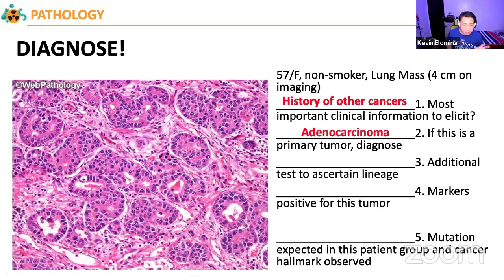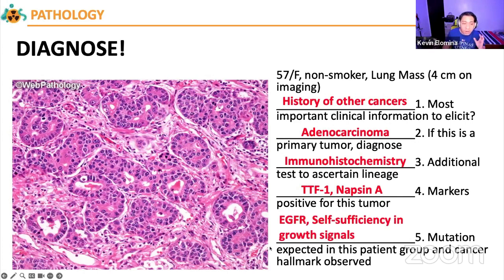Now, what are additional tests that we have to request for to ascertain the lineage of this tumor? You do your IHC kasi nga syempre adenocarcinoma yan. Malay mo ba kung adenocarcinoma yan galing sa ibang lugar, 'di ba? So, yon. So if this is a primary adenocarcinoma, well, it's nice to know lang naman, no? The immunostain, the positive stains are your thyroid transcription factor 1 and your napsin A. Well, that's already advanced, but I just want you to see an application of your neoplasia principles in real life. Okay? So what's the mutation expected in this patient group and cancer hallmark observed? Your EGFR, and your EGFR is an oncogene, no?